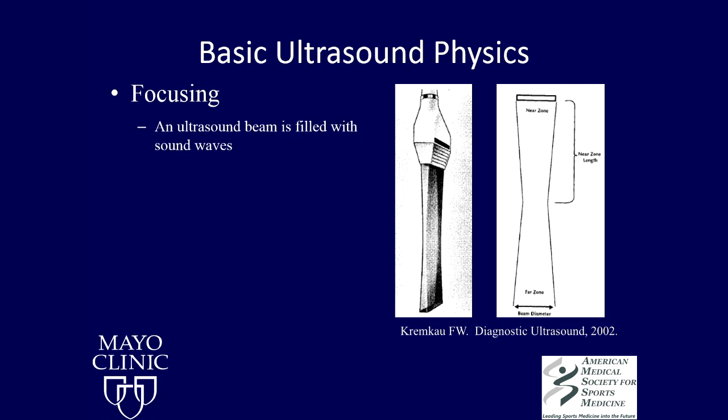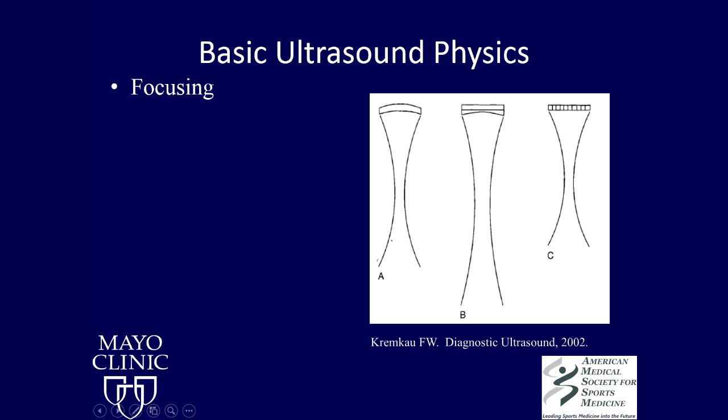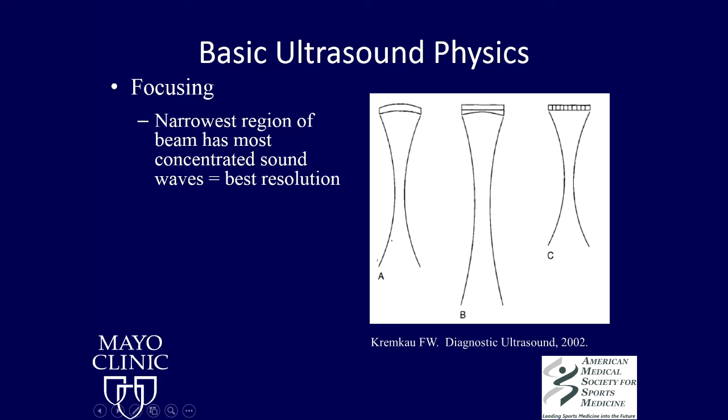When a sound wave comes out of the end of a transducer, it has a specific width, and that beam width is filled with sound waves. The beam will narrow to 1/2 of its width. Everything proximal to that is going to be called the near zone. So here's the near zone. Distal to that area is going to be called the far zone. And the narrowest area is called the focal zone. It has the highest concentration of sound waves, and so that area is going to give you the best resolution of your image.